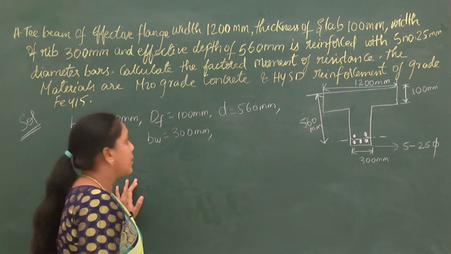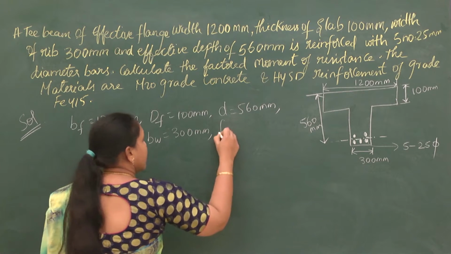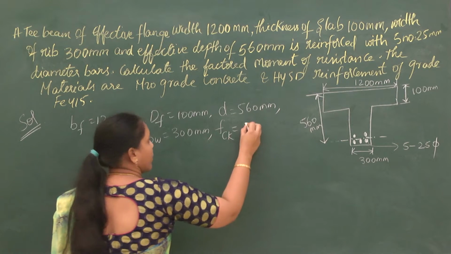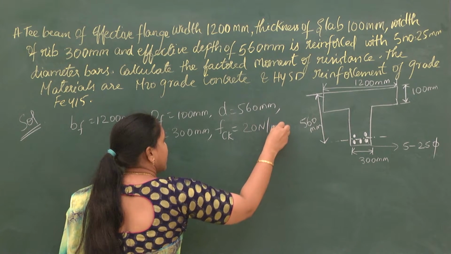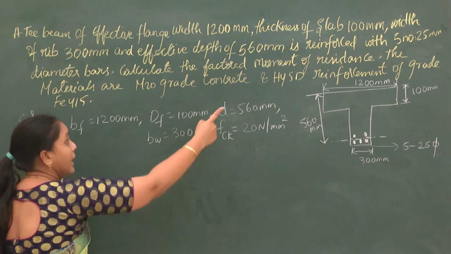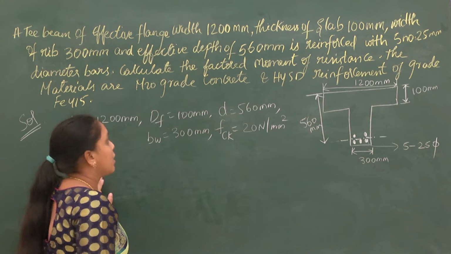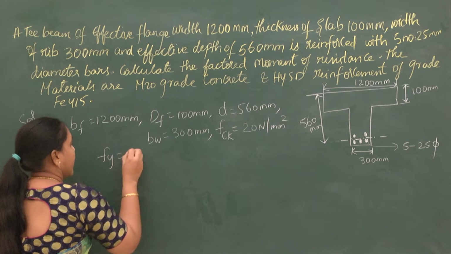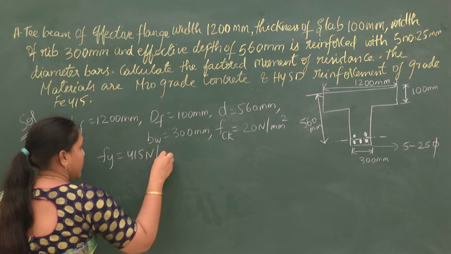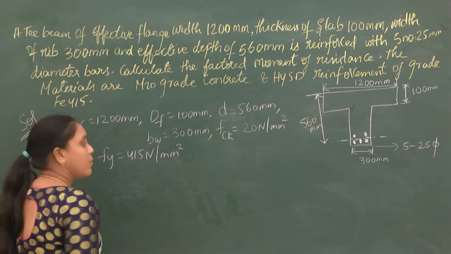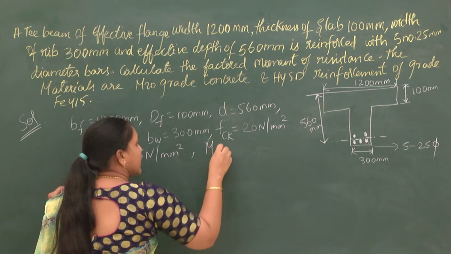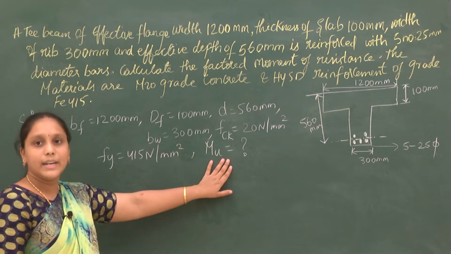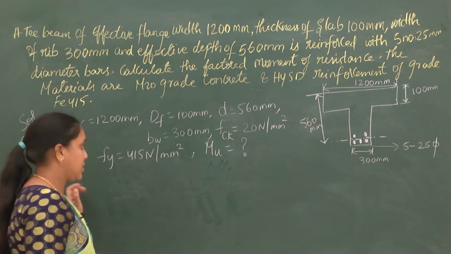And what are the grades of the materials used here? The grade of the concrete, fck, is M20. So fck is 20 Newton per mm square. And HYSD reinforcement of grade Fe 415 is used. That is, fy is 415 Newton per mm square. And he is asking to calculate the moment of resistance Mu. So here you have to calculate Mu, the moment of resistance.